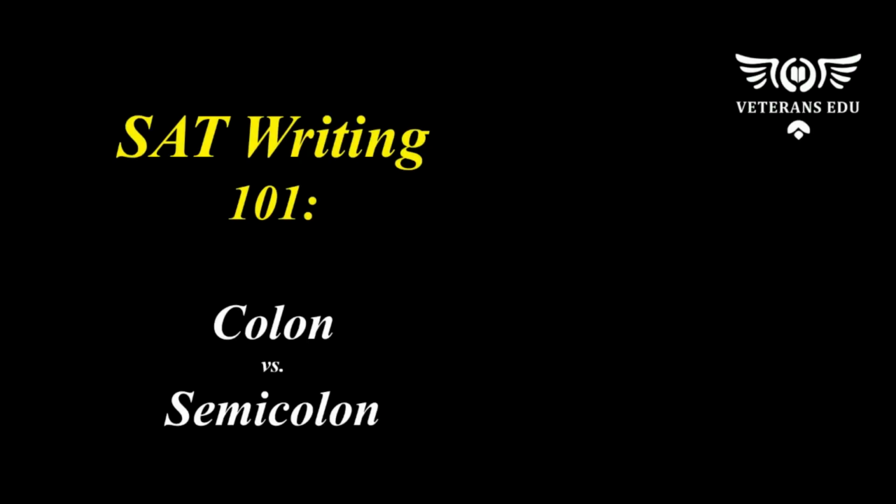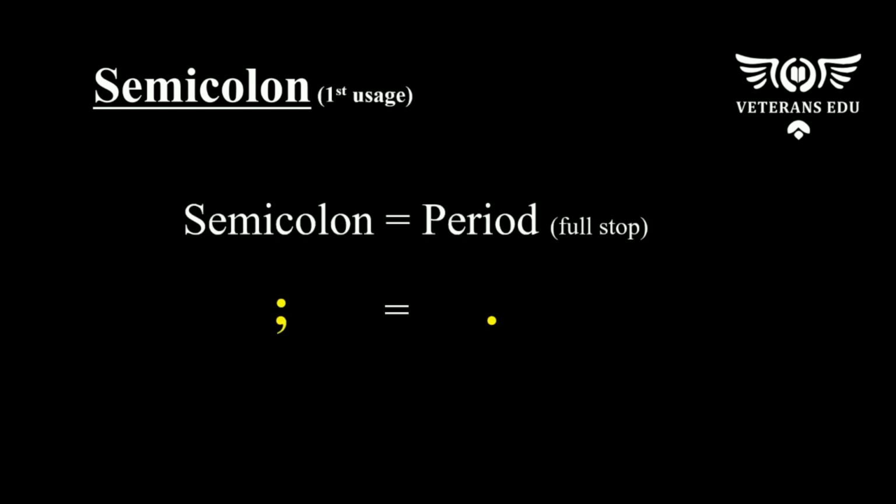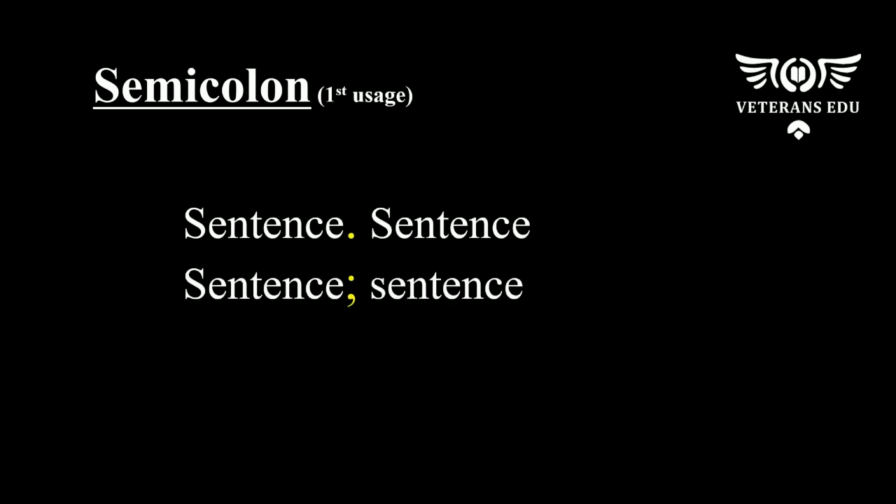Hi guys, today we're going to talk about semicolon and colon, one of the most important punctuation marks tested in the writing section of the SAT. Now, usage for semicolon is easy. There's two usages, but we're going to talk about the first one first. Simply put, semicolon is exactly like a period. And just like how period is used to separate two sentences, the semicolon can do exactly the same work.